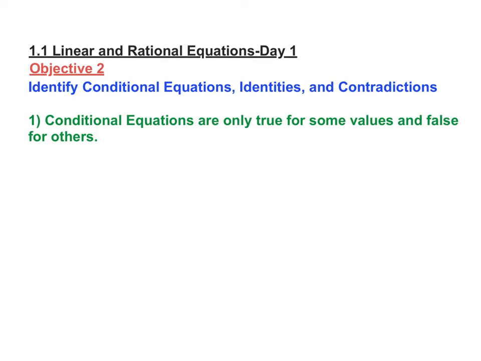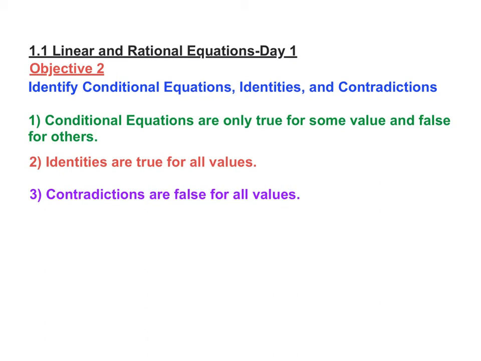The identity is true for every value. That's an all real numbers solution. Identities are true for all values. So what do you think contradictions are? Things that go against. Say again? No values will work. Okay, they're true for no values. So contradictions are false for all values, or true for none.